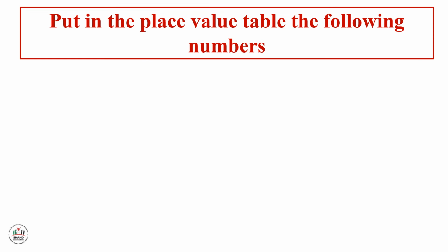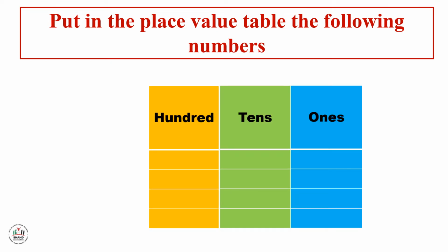Put in the place value table the following numbers. The first number is 789. We start from left to right. We have 700, 8 tens, and 9 ones. The second number, 425. So we have 4 hundreds, 2 tens, and 5 ones.